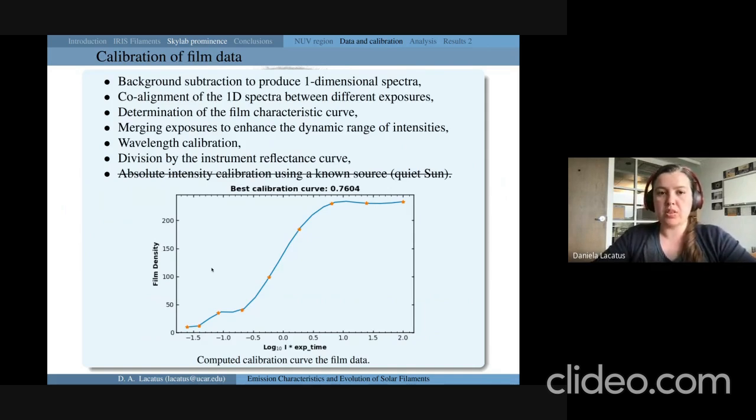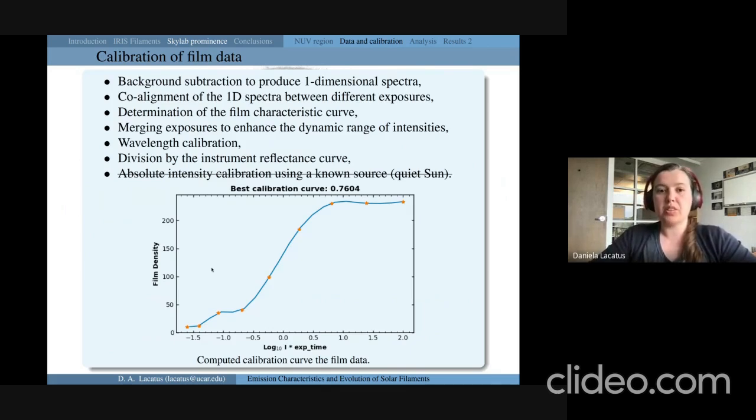We then computed the film characteristic curve, which relates the film density to the measured product of the intensity and exposure time. This is the important step, because we need different exposure times on the same film, also taken with enough signal to noise to distinguish the spectra itself. This was the most challenging part of the analysis, because getting the correct film density calibration will influence much of the succeeding results.